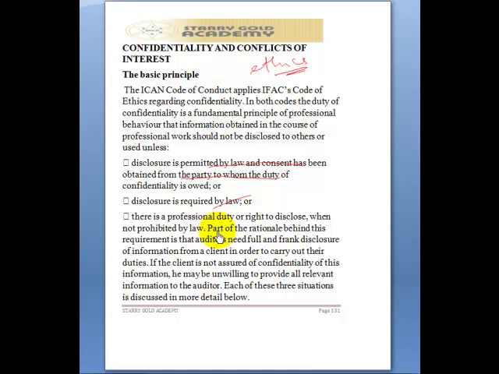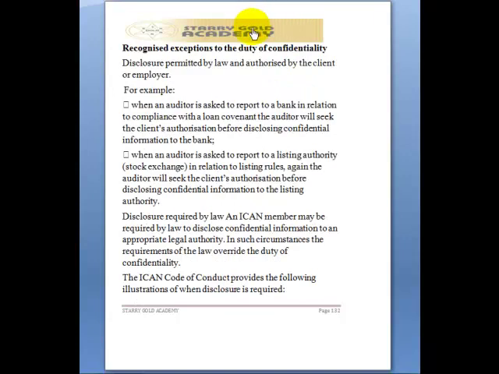You cannot just disclose unless there is a requirement by law, or you have a professional duty to disclose, like the case of money laundering, like we mentioned. So recognize the exceptions to the duty of confidentiality. Disclosure permitted by law and authorized by the client or employer.